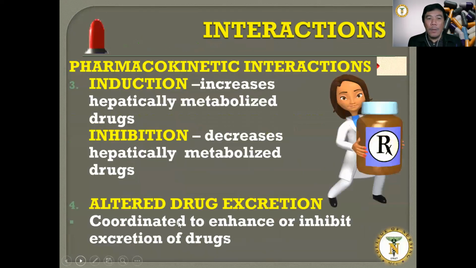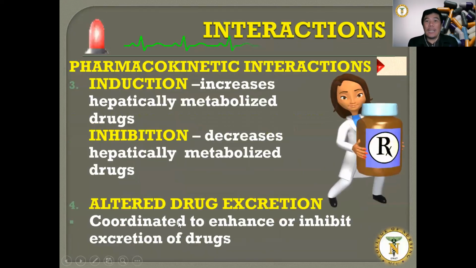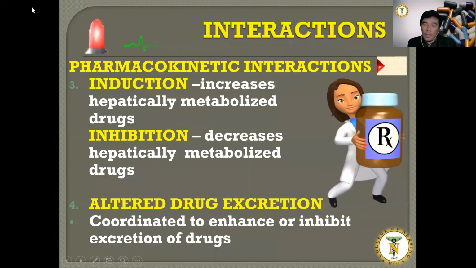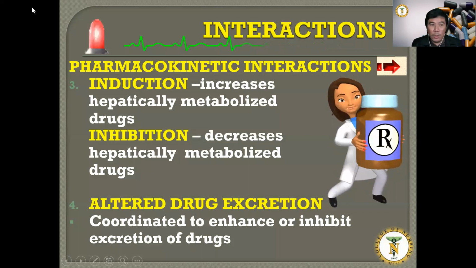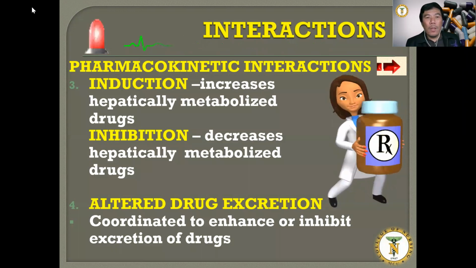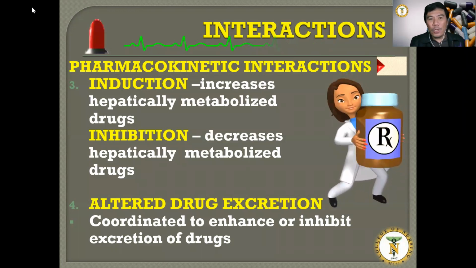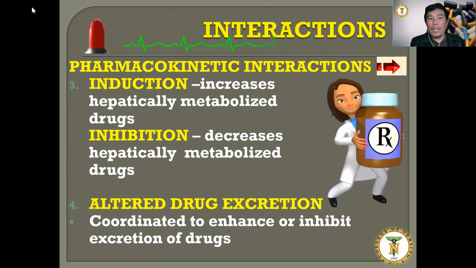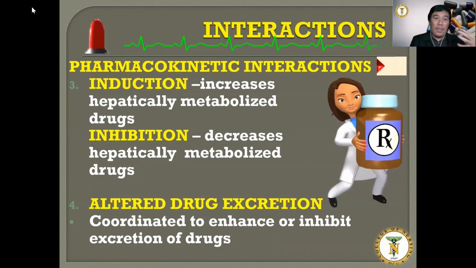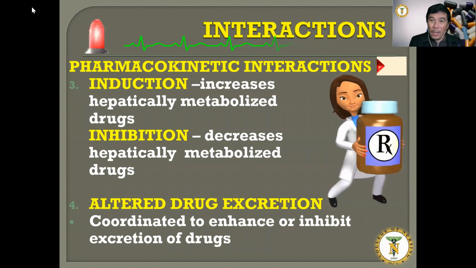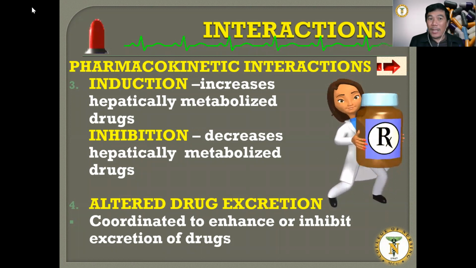So next is, we have the term called induction and inhibition. These are terms that are very common that you will encounter when it comes to drugs. So for example, induction of anesthesia. If you say induction of anesthesia, these are drugs that may increase hepatically metabolized drugs, meaning the drug will be absorbed on a fast pace, induction.